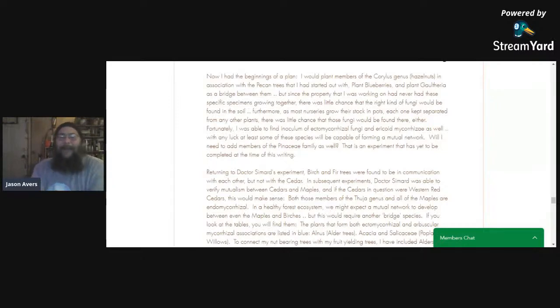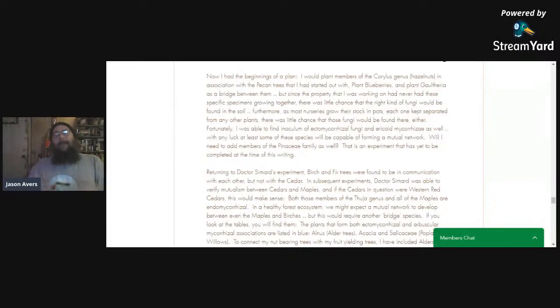But with any luck, at least some of these species will be capable of forming a mutual network. Now, the question I've got right now is, will I need to add members of the Pinaceae family as well? Because the wintergreens like to grow in association with pines. Apparently, those two do have a mutual network.